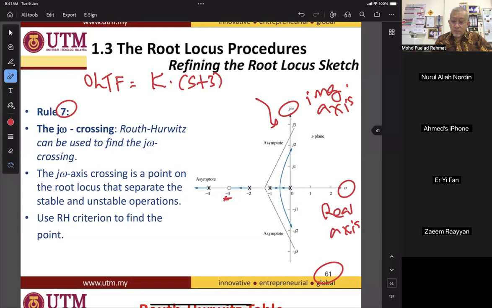Alia, mute your microphone, please. Thank you.